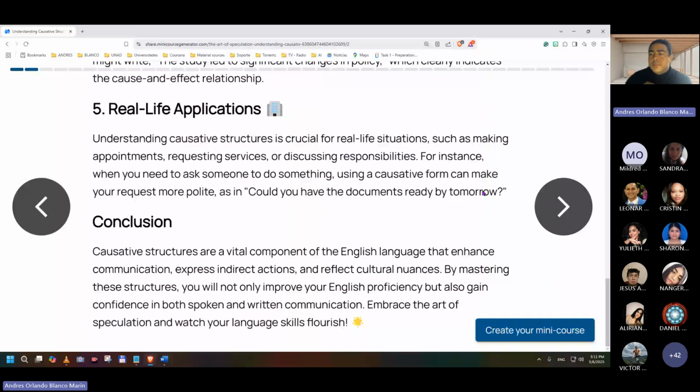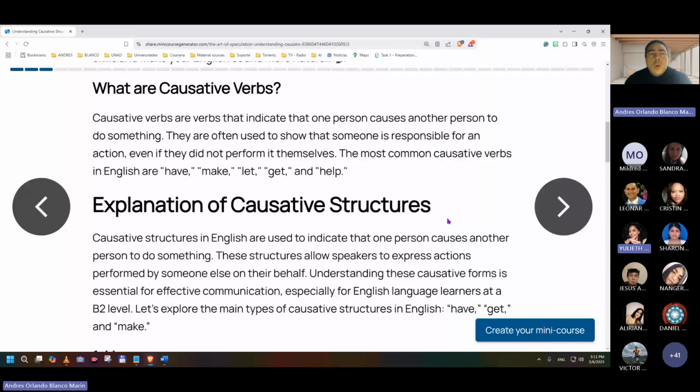This is more of the same. Now, what are causative verbs? Have you ever heard of cause and effect connectors?